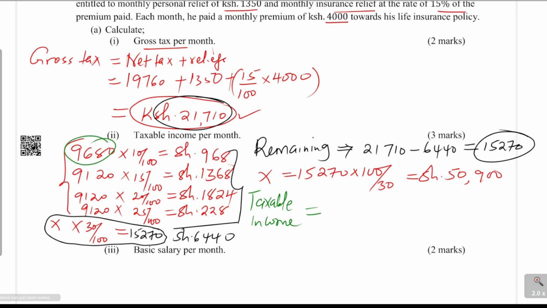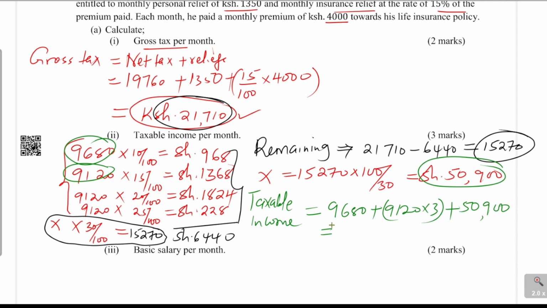So the first one is 9680 plus then 9120. 9120, how many of these are there? 1, 2, 3. There are 3 values. And then we add for the last band, this one, 50,900. That will give us the total taxable income. So when you add that, you will get 87,940. So that is the answer for that part, the taxable income.